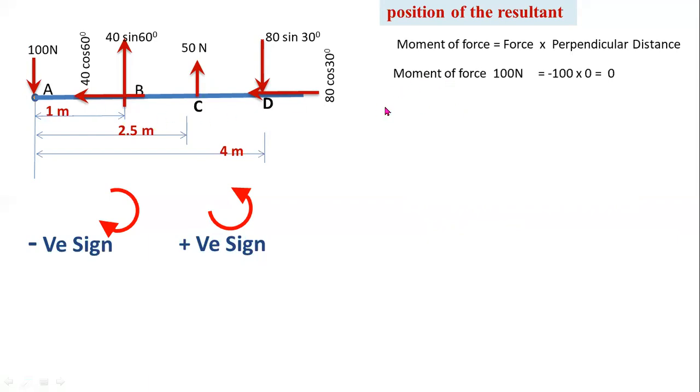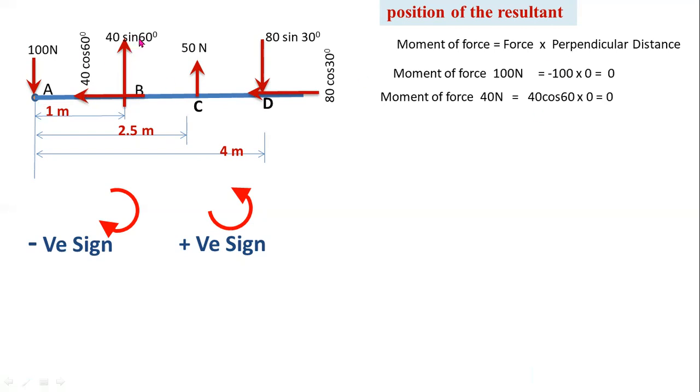The moment of force of 100 newtons about point A equals 100 into 0 distance. Here this 100 newton force is acting on the same point A, so there is no perpendicular distance. So 0 is the perpendicular distance, and the answer is 0. Now 40 cos 60 is also acting towards point A. This 40 cos 60 horizontal force is acting towards point A, so there is no perpendicular distance. So this one is also 0.